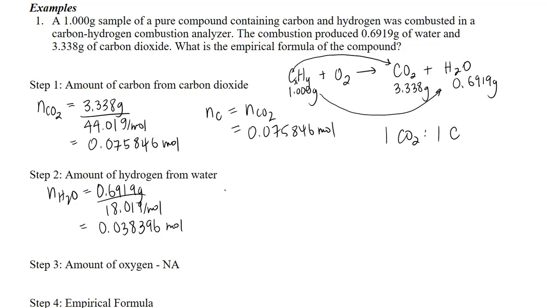Now for the water, I'm going to use that to figure out how many moles of hydrogen were in the original compound. The moles of hydrogen, though, is going to equal the moles of water times 2, because in one molecule of water, there are 2 hydrogen atoms, so there's twice as much. So my moles of hydrogen in this case is 0.076792.